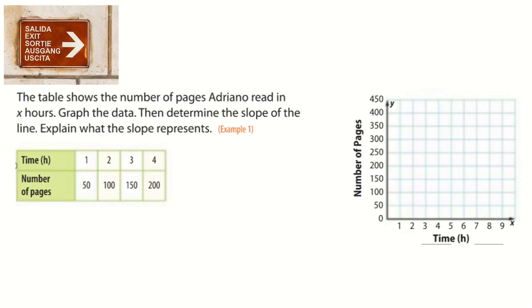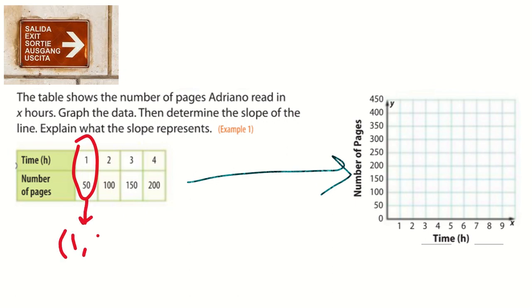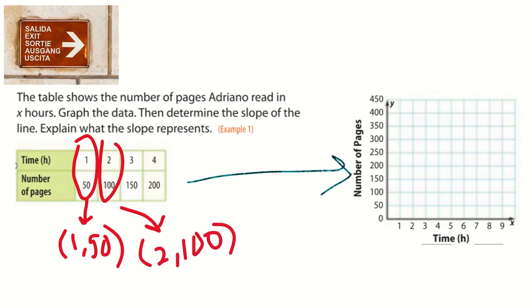All right, for your exit ticket, it's something very similar to that previous example we did. You're given a table here, and you will be asked to graph it. Take those points and graph it, and then find the slope. How do you take those points? Well, you pull out each row: 1 comma 50, 2 comma 100, 3 comma 150, 4 comma 200. There's your line.